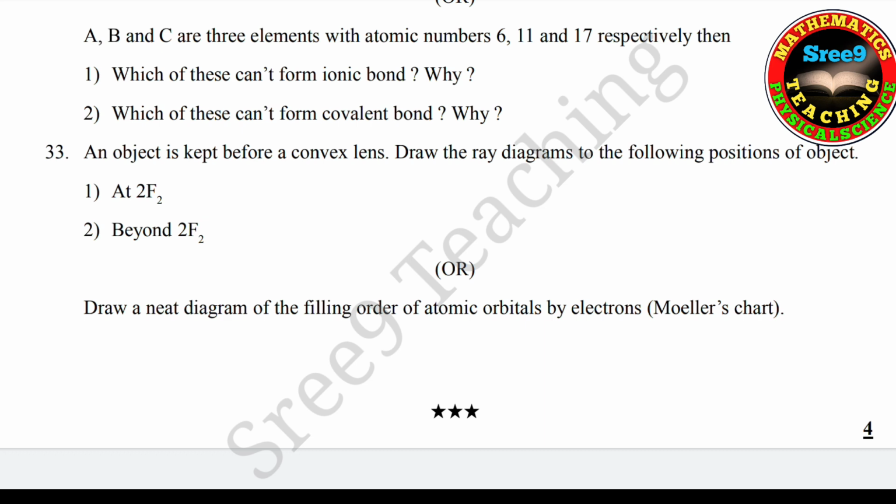Right. Now, or you can draw the diagram, that is, draw a neat diagram of the filling order of the atomic orbitals by electrons. That is Aufbau's chart, that is nothing but the diagram of n plus l increasing values. Now I will show that.